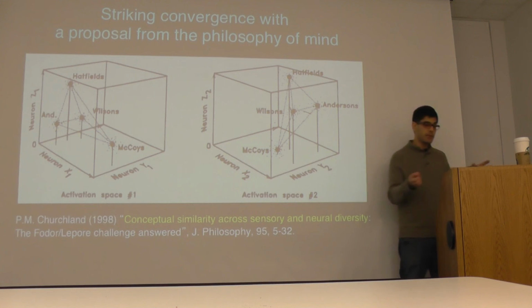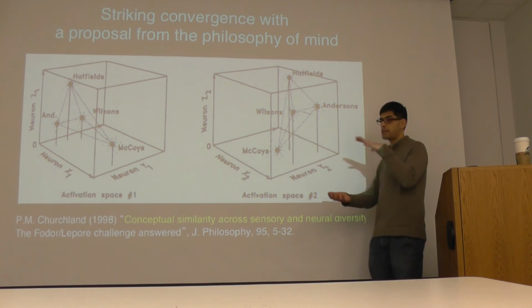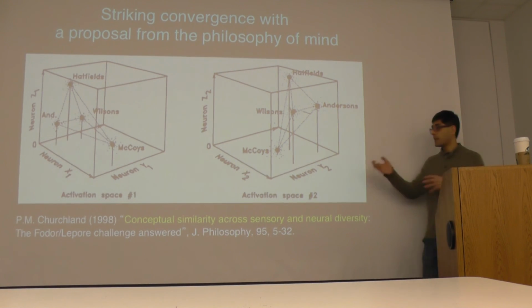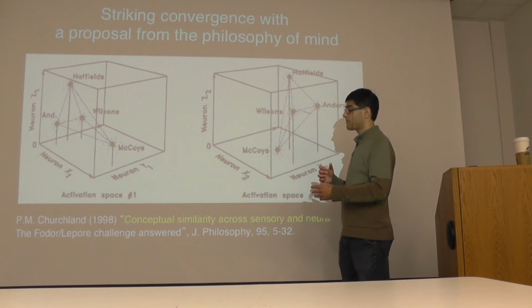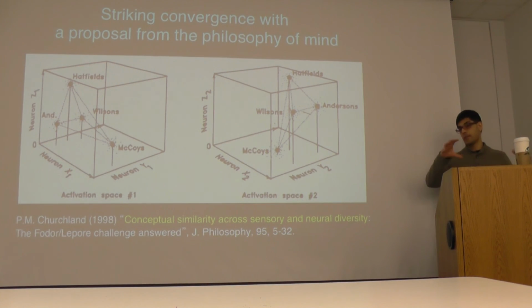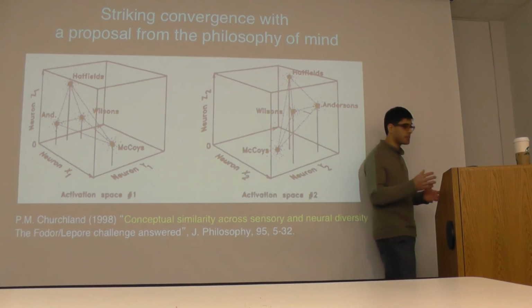And so what he suggested was, maybe you need to abstract away from the actual neural patterns, because they're not going to be the same, because everyone has different neurons, and instead look at the similarity relations between these different concepts. The thing that makes one person's set of concepts the same as another person's set of concepts is that they have the same similarity relations between them.